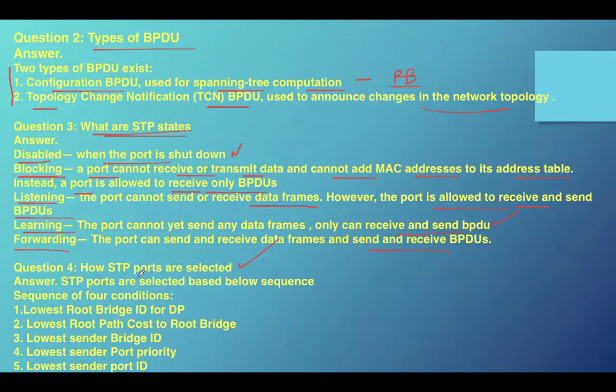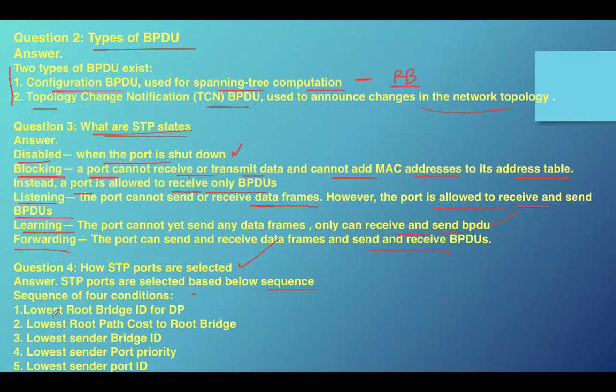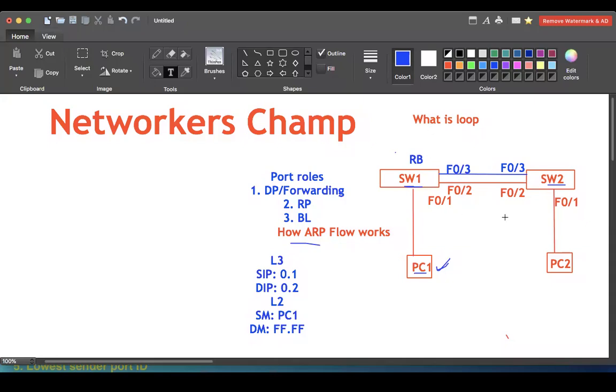Now, the question is how STP ports are selected. STP ports are selected based on the below sequence. There is a sequence of conditions that it goes through. So first of all, the switch which is the root bridge, in this case switch 1, all its ports would become designated ports, and this is where the lowest root bridge ID will have the DP ports. Who has the lowest bridge ID between these two switches? Switch 1. So all ports would be DP. This port would be DP and this port would be DP, and this would be forwarding.